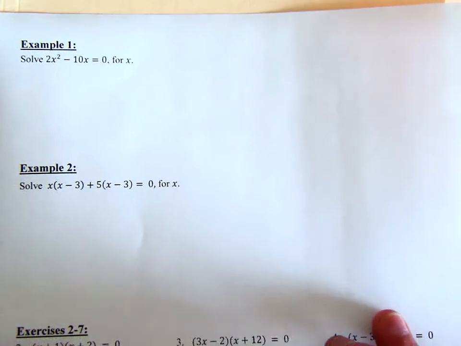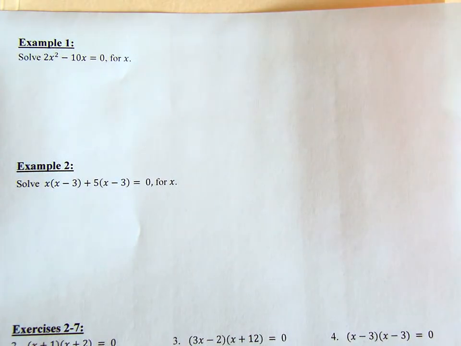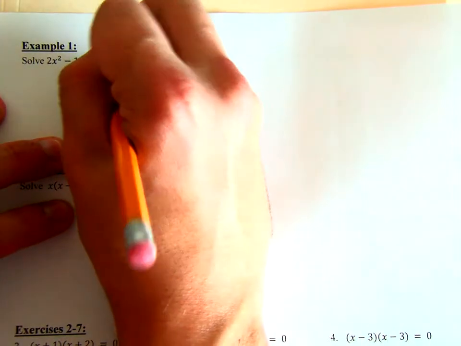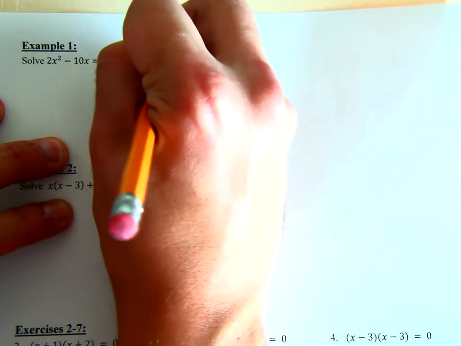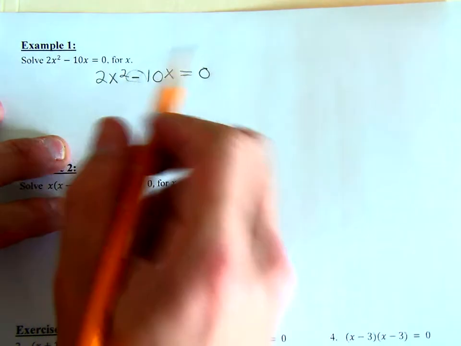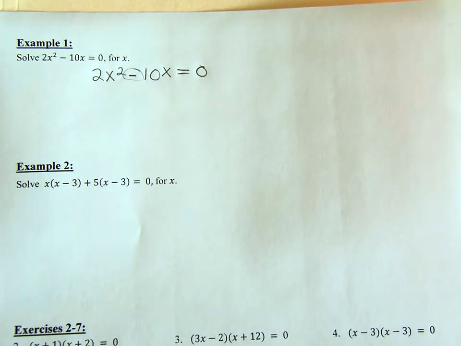So example 1, right here, it says, solve 2x squared minus 10x is equal to 0 for x. But now looking at this, if I rewrite it, 2x squared minus 10x is equal to 0, we don't have multiplication in the middle. We have a minus symbol. So what we're going to have to do is factor the left expression.